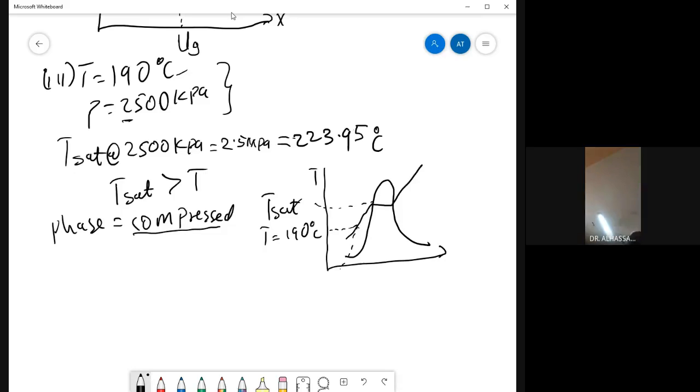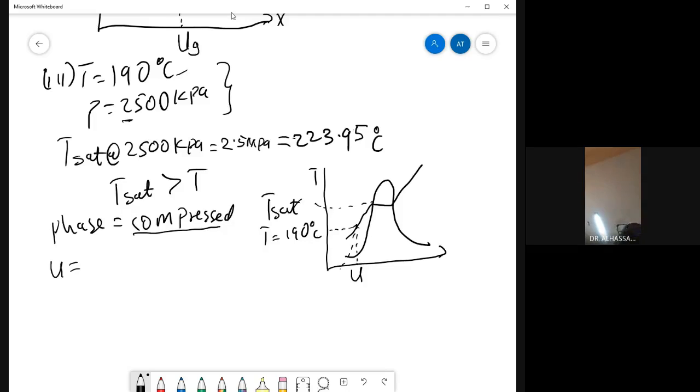So now we need to go to the compressed liquid table at 2500 kilopascal, in other words 2.5 megapascal. Under this temperature, what is going to be the internal energy? We are looking for U at 2.5 megapascal for water and temperature of 190. Do we need interpolation? Yes.